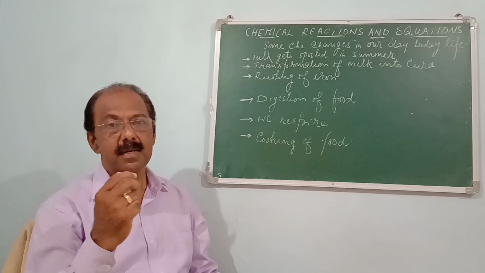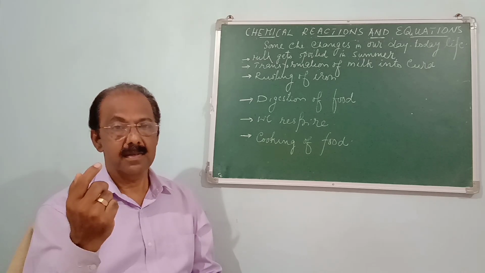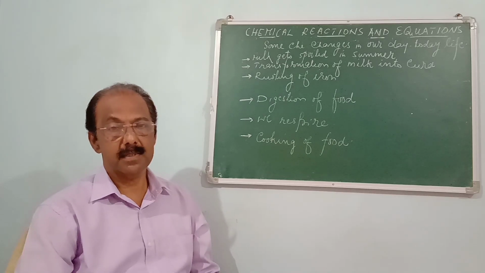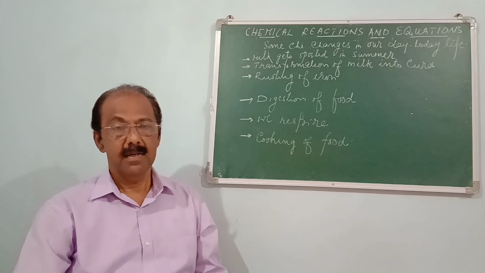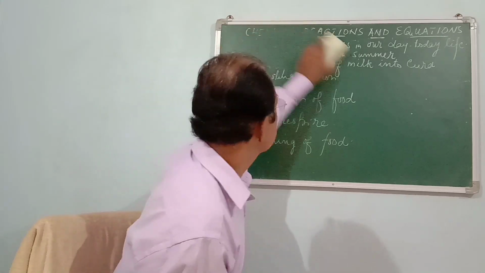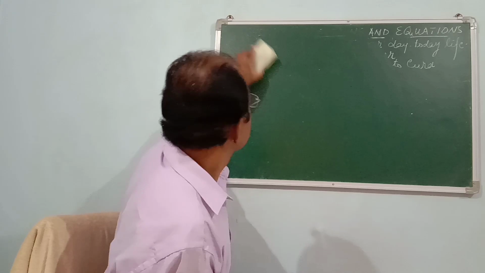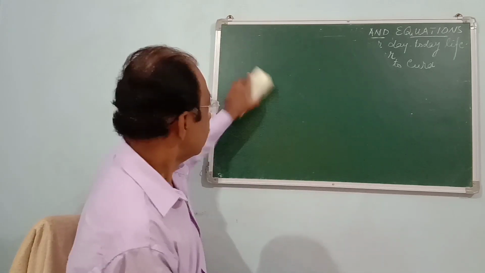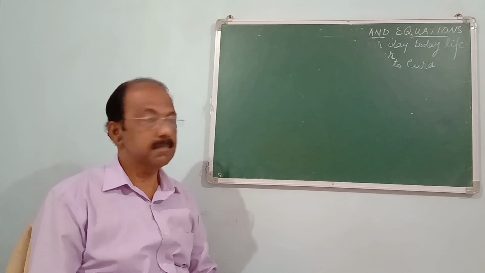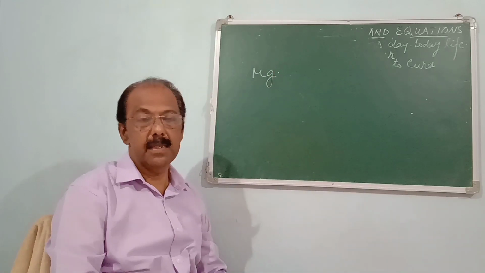So a chemical reaction produces a change, and that change, the nature and identity of the original substance change. Now we come to more examples to understand chemical reactions. As given in your book, there are 3 activities given for us to go through. The first example is about the burning of magnesium ribbon in air.